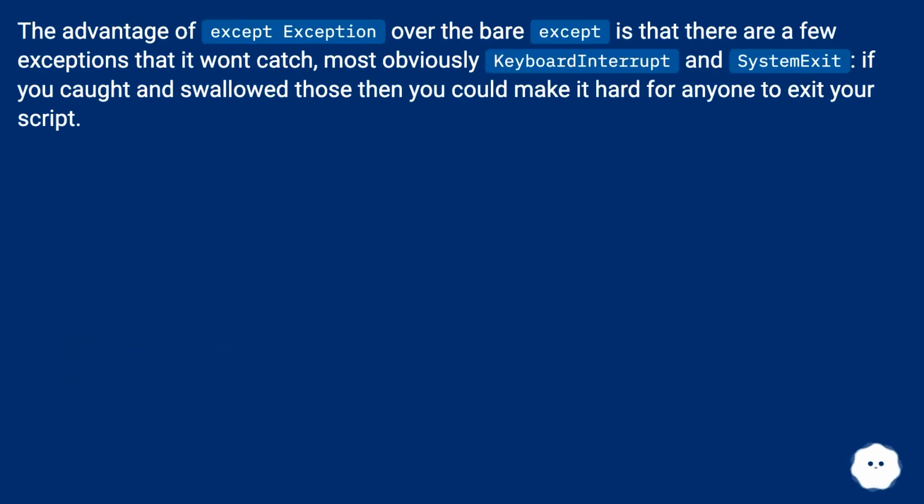The advantage of except Exception over the bare except is that there are a few exceptions that it won't catch, most obviously KeyboardInterrupt and SystemExit. If you caught and swallowed those, then you could make it hard for anyone to exit your script.